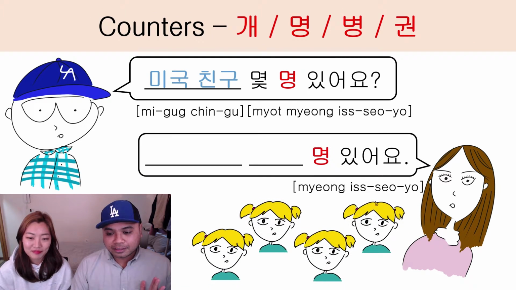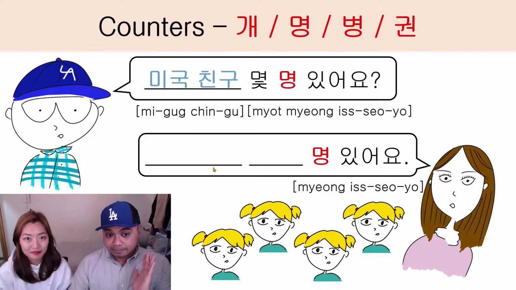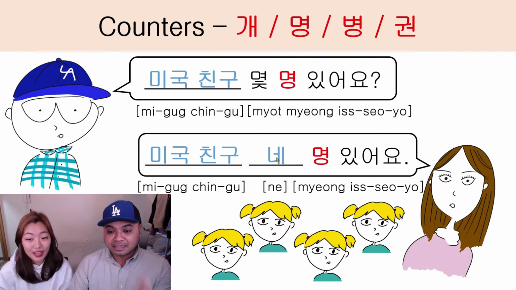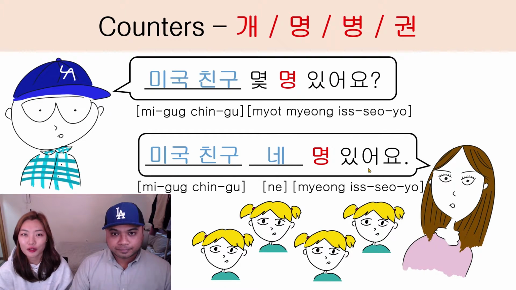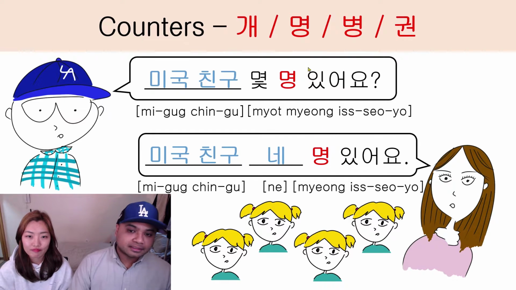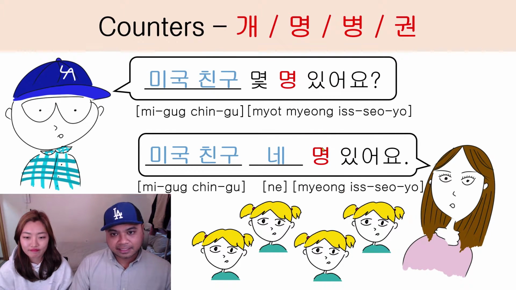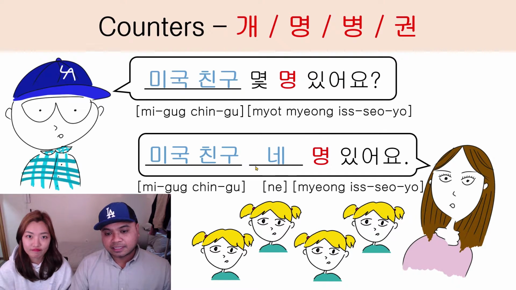Now there are 4 people here. We will need to say 미국 친구 4명, not 네 개. No, not 네 개. These are not things. They are people. So we need to use 명. 4명 있어요. So 미국 친구 4명 있어요. Yeah. So just remember, because they are people, we cannot use 개. We need to use 명. And also 네, 4, right? We cannot say net. We have to say 네.